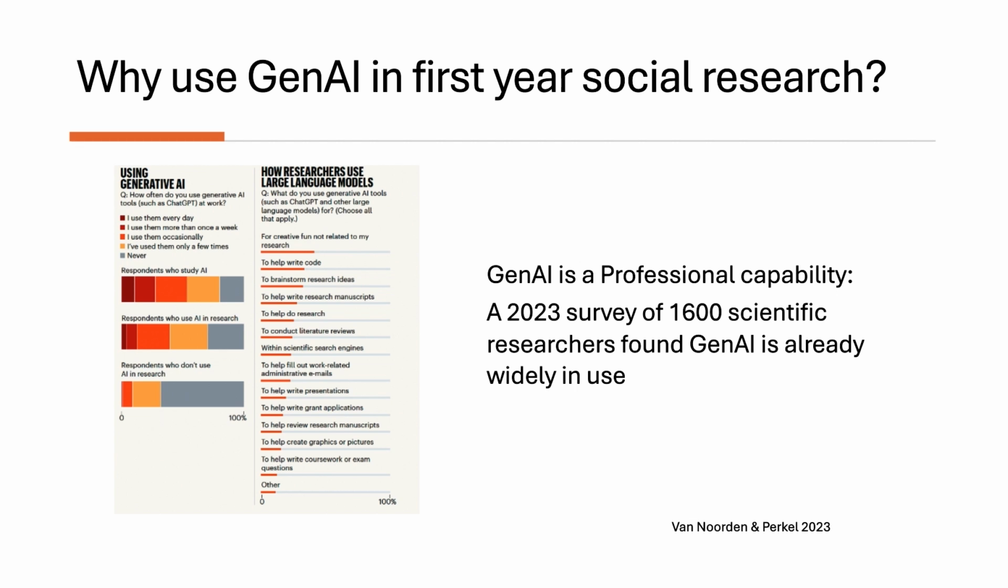And for us, very simply, it's because GenAI is actually now a professional capability if you're going to be a social researcher or if you're going to work in government. It's something that is now already being used. The particular study that we're citing here is of 1,600 scientific researchers, including social researchers, from last year that found a substantial number were already starting to integrate GenAI into their work. And for us, that means that students need to actually understand the basics of this and how to use it ethically from when they join us.